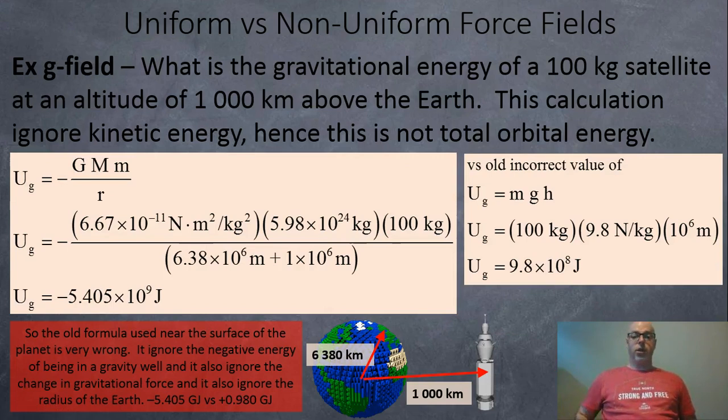Okay, so here's an example with a gravitational field. Let's say you want to send a probe from the surface of the Earth to a height of 1,000 kilometers. This will just get it to the height. It's not going to put it in orbit. You'd need more energy to put it in circular motion. So how much energy would that be? We're going to use the G, the M of the Earth, the mass of our 100 kilogram probe, and the radius of the Earth plus the altitude we want to put it at. This is how much energy you would have at that point, 5.405 times 10 to the 9 joules, or that's how much negative gravitational energy keeps it in the Earth's gravity well. If we use the old formula, mgh, you'd see we get the wrong answer, 9.8 times 10 to the 8.